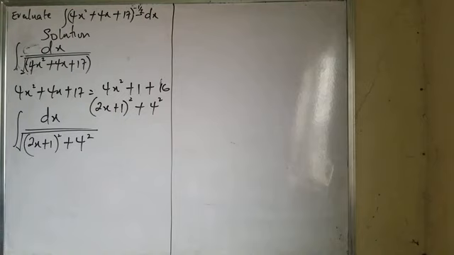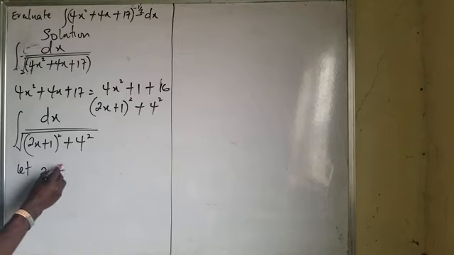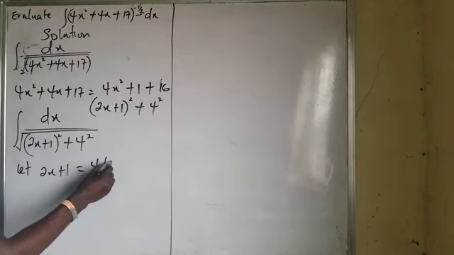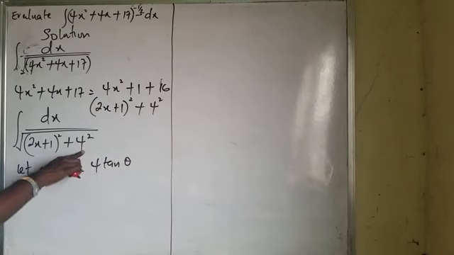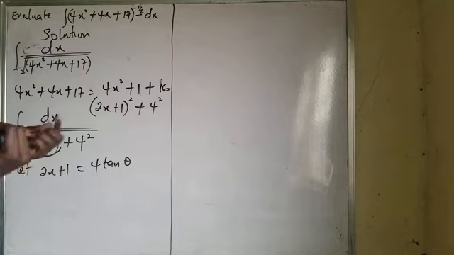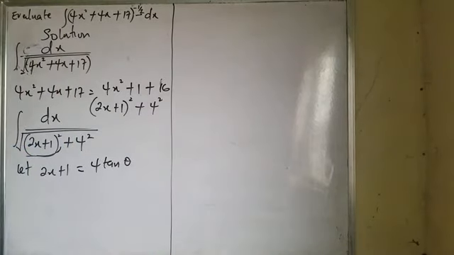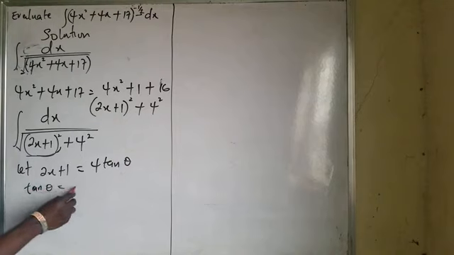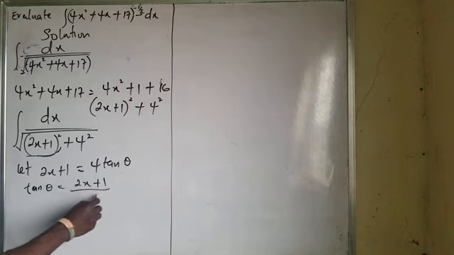At this point, I can now easily say let 2x plus 1 equal 4 tan theta, because there is a plus and there is 4 here. That is back to what I told you that time. The function x equals, but this time around, this one becomes a complete identity, compiled together, so you have to hold it the way it is. Since I have that, it means my theta will be equal to x plus 1 all over 4. Please take note of that.